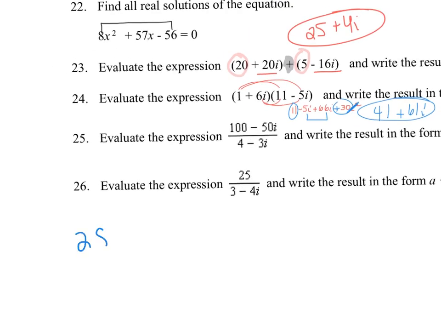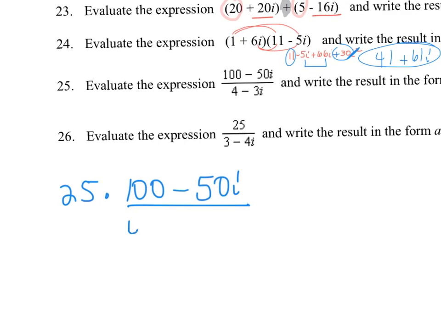All right, let's look at 25 and 26. We'll do these together, and then we'll move on. 25 is 100 minus 50i over 4 minus 3i. Guys, this is a really easy problem. It's just multiplication. But how do I get the i's out of the denominator? We cannot have i's in the denominator, so what do I have to do? Multiply top and bottom by what? What do I multiply by? Why is it 4 plus 3i? You are correct. That's our conjugate, right?